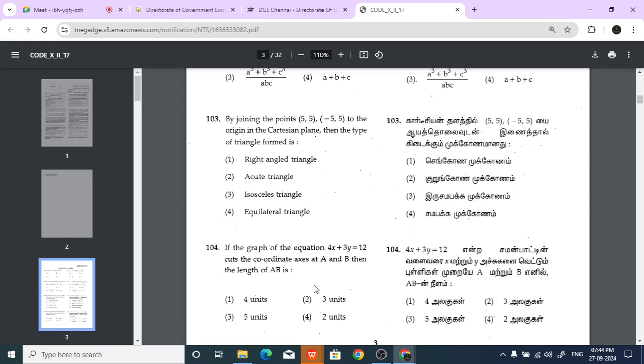One minute. It's the Pythagoras theorem, no? OAB is a right angle triangle where OA is 3 and OB is 4. So AB is equal to? Sir, 5, sir. 5 is the answer.